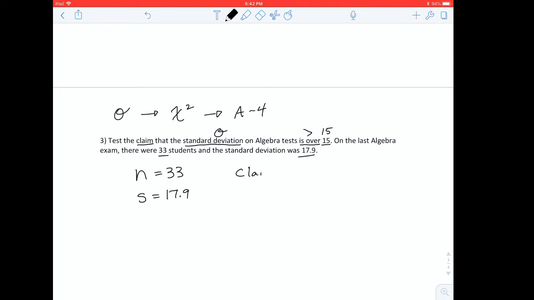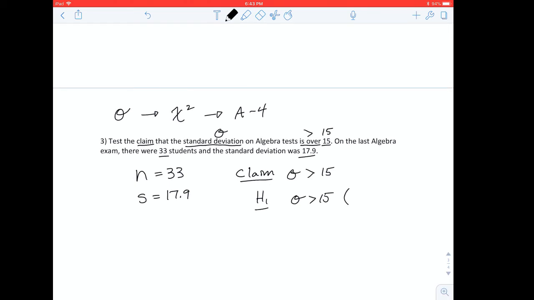So once again, write down the claim. This one is the standard deviation is over 15. H1 cannot have an equals. Since this one doesn't have an equals, it stays the same. And that's pointing to the right, so that's a right-tailed test. And like always, H sub O says equals.